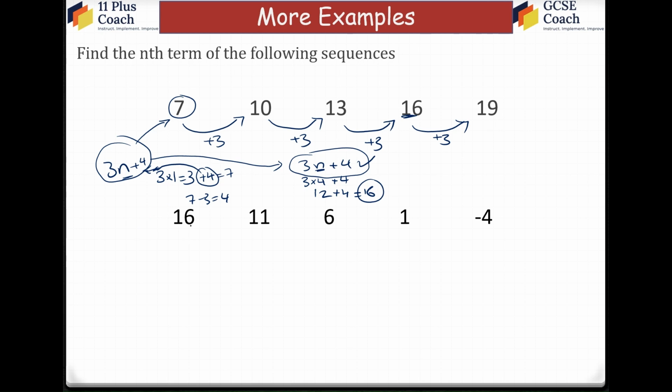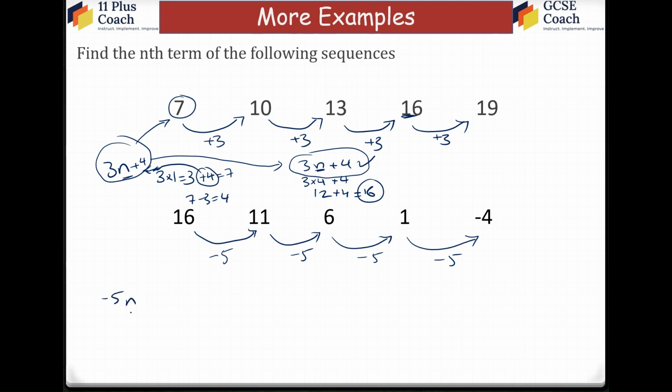Hopefully you had a go at this question yourself before you check to see if it's right. Let's see. From 16 to 11, now you're subtracting. So 16 take away 5 gives me 11. 11 take away 5 gives me 6. 6 take away 5 gives me 1. 1 take away 5 gives me negative 4. So my common difference is minus 5. I simply times it by n, so it becomes minus 5n.